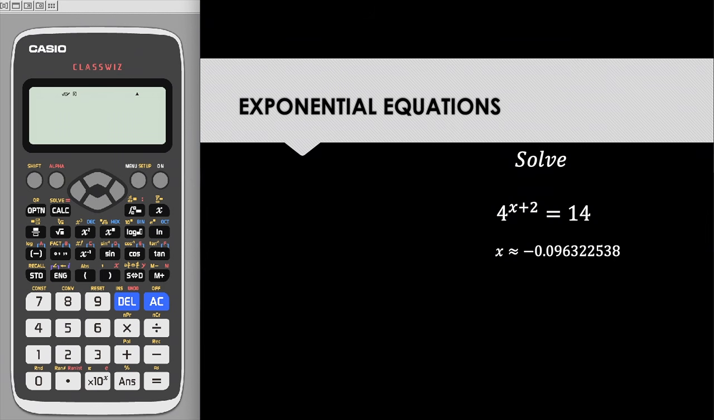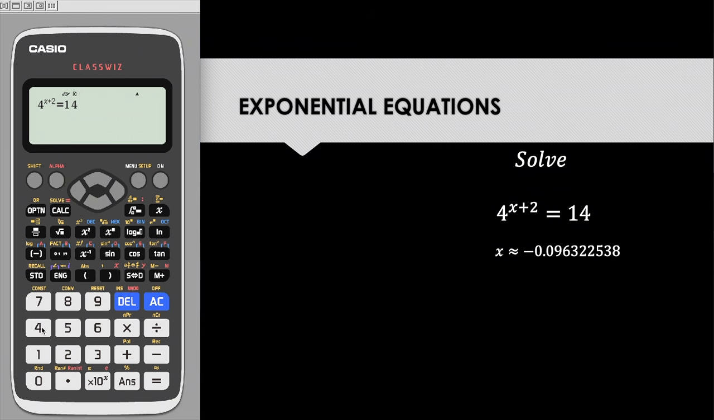So I can solve this by typing in this exponential equation. I have 4 raised to the power of x plus 2. Now to get my equal sign, I don't want to press this equal sign because this is to compute values. Instead I want to press alpha and then calculate, because you can see there's that red equal sign next to solve, and that's going to be equal to 14.